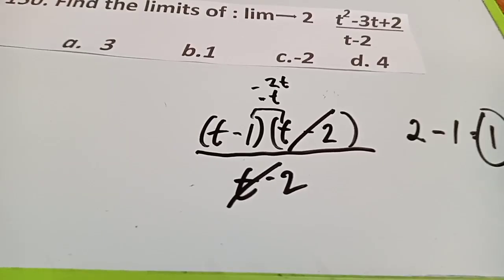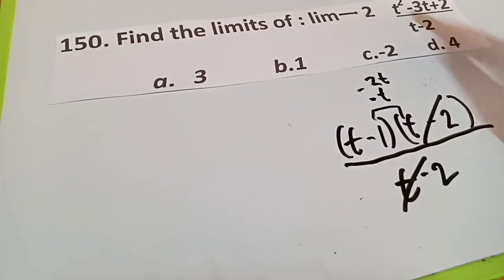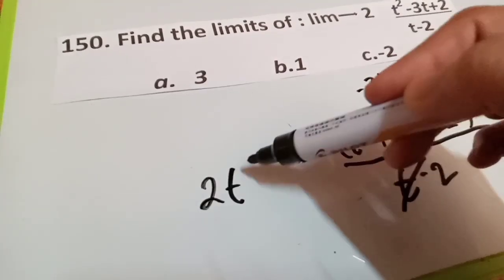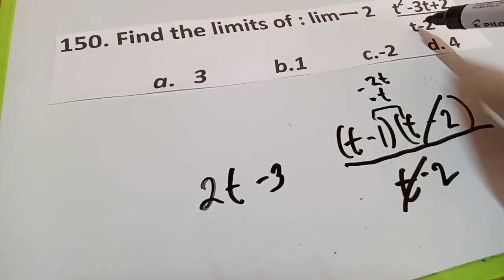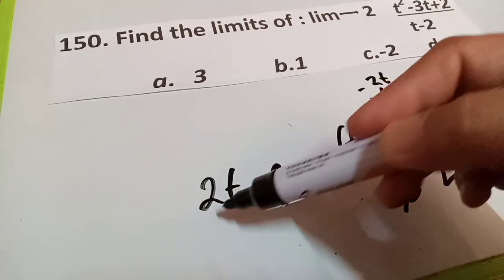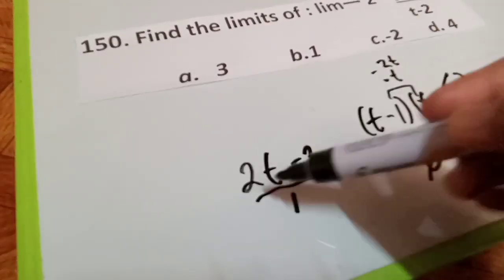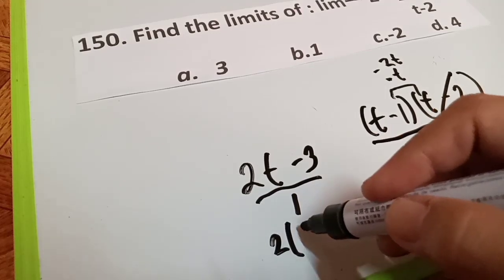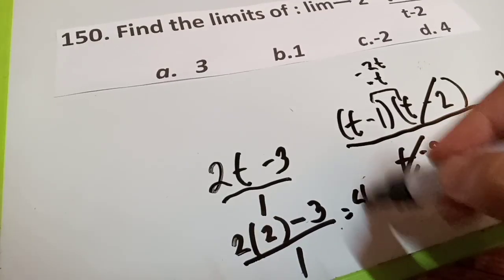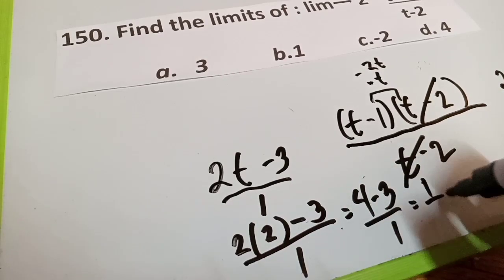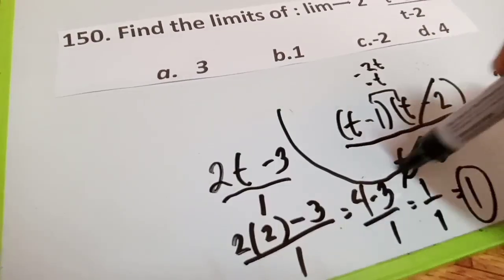Okay, let's do another method. The derivative of t squared minus 3t plus 2 is 2t minus 3, is that correct? And the derivative of the denominator t minus 2 will become 1. So substitute 2 times 2 minus 3 over 1, which is 4 minus 3 over 1. So 1 over 1 is equal to 1. So this is also another method.